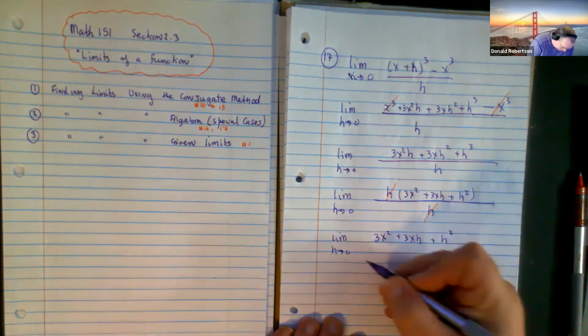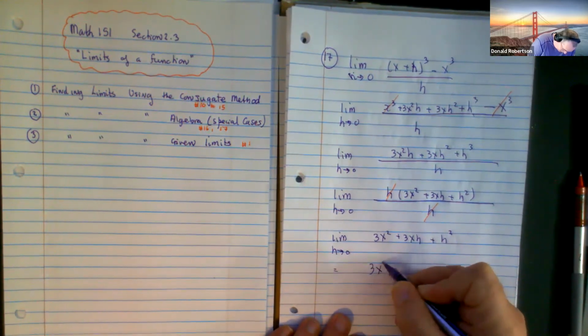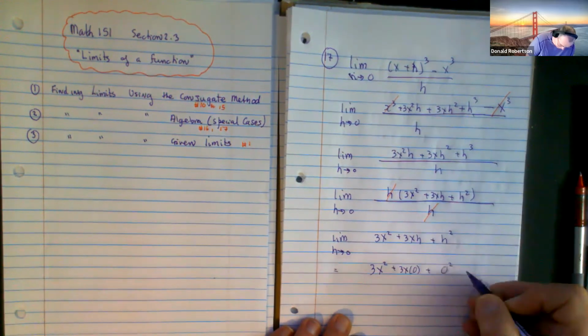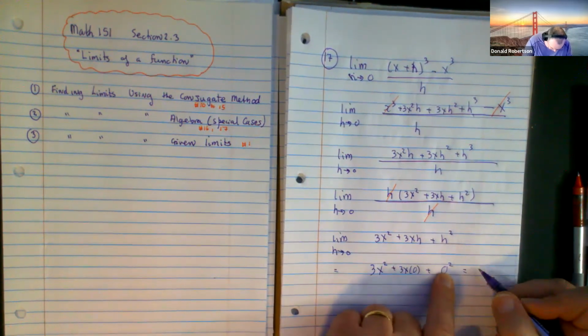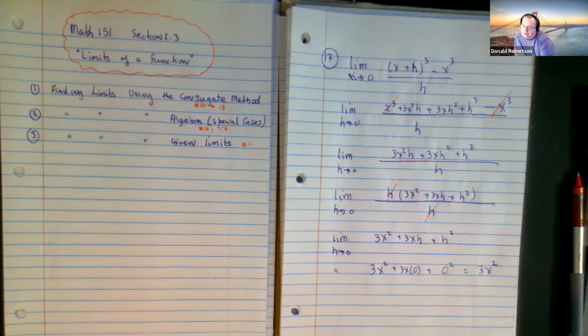Now, at this point, I can just make h 0. So I'll get 3x squared, 3x times nothing, plus nothing squared. Well, that disappears, and the answer is 3x squared. It's okay for a limit to be an expression. It's okay to be 3x squared, right? It's okay to be 42 as well. I mean, that can happen. In this case, it's 3x squared.